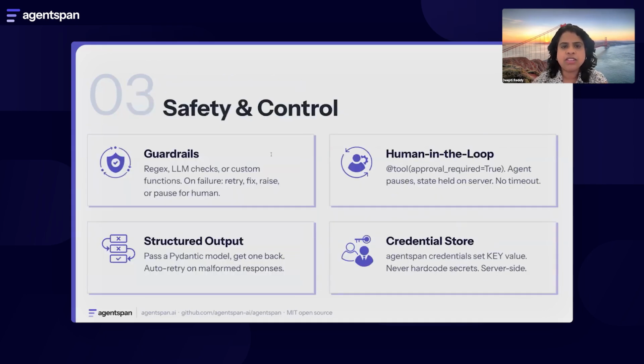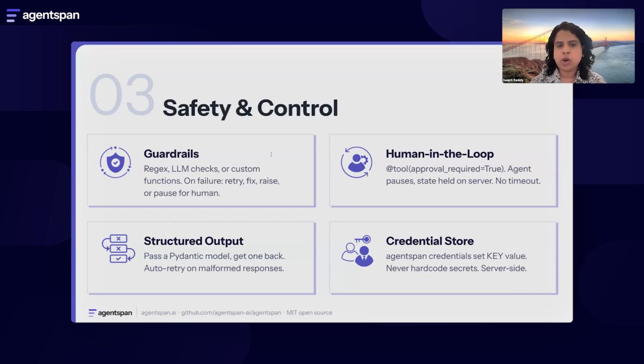So safety and control. This is the layer that makes your agents safe to put in front of real users. We offer 4 tools. Guardrails. Guardrails will validate every agent output before it reaches anyone. So you can use regex patterns to block sensitive data like social security numbers, credit cards. You can use an LLM as a judge for semantic checks, tone, content policy, accuracy, or custom functions with any logic you need. When a guardrail fails, you choose the behavior, such as retry, ask the LLM to fix itself, raise an error, or escalate to a human.